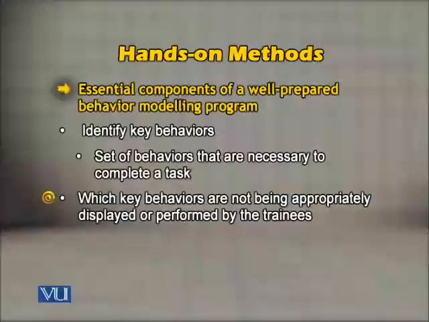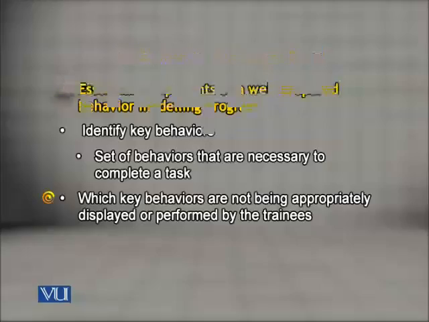The second thing that you need to observe is which key behaviors are not being appropriately displayed or performed by the trainees. So you may not have to conduct an entire training program that takes into account all the key behaviors of a task. There may be some behaviors which are more deficient in your trainees, which need more attention. So you need to identify which tasks your trainees are doing well and which aspects they are not handling well. So you need to give more attention to the aspects that they are not handling well.